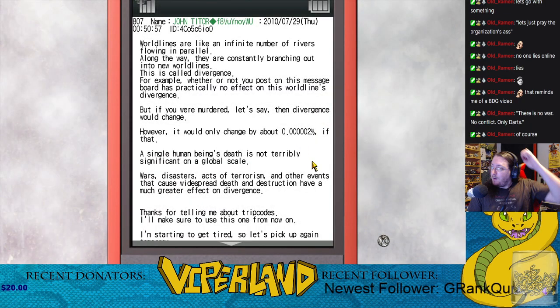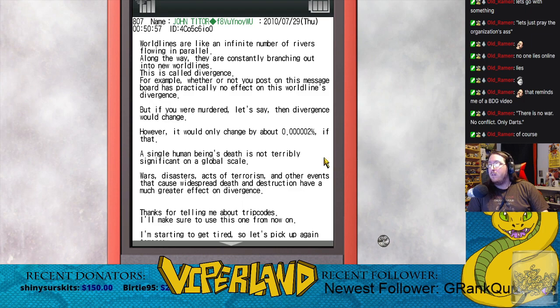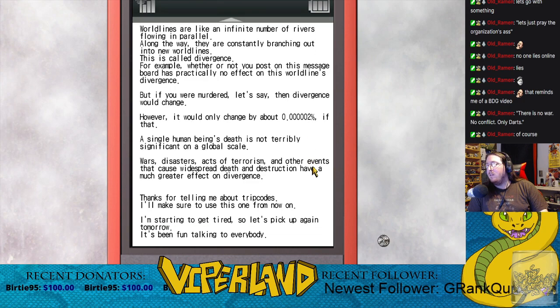World lines are like an infinite number of rivers flowing in parallel. Along the way, they are constantly branching out into new world lines. This is called divergence. For example, whether or not you post on this message board has practically no effect on the world line's divergence. But if you were murdered, let's say, then divergence would change. However, it would only change about 0.0000002%, if that. A single human being's death is not terribly significant on a global scale. Wars, disasters, acts of terrorism, and other events that cause widespread death and destruction have a much greater effect on divergence.